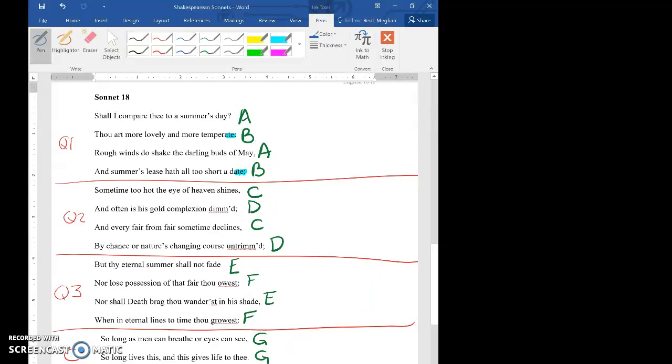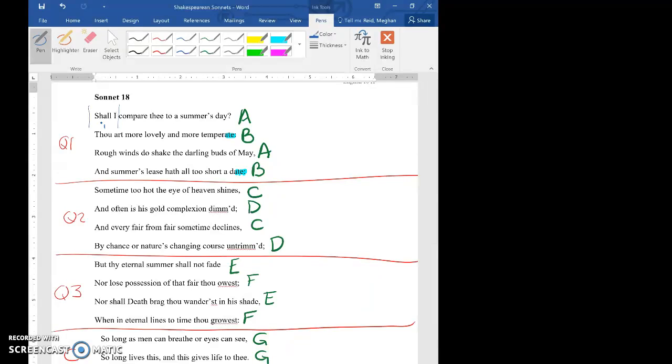And remember, think of feet as pairs. So we need to break this down into our 5 feet. So let's take a look. Shall, I. Shall and I are the first 2 syllables. So we're going to mark this as foot number 1. I'm going to put 2 lines on the side and the little number at the bottom.